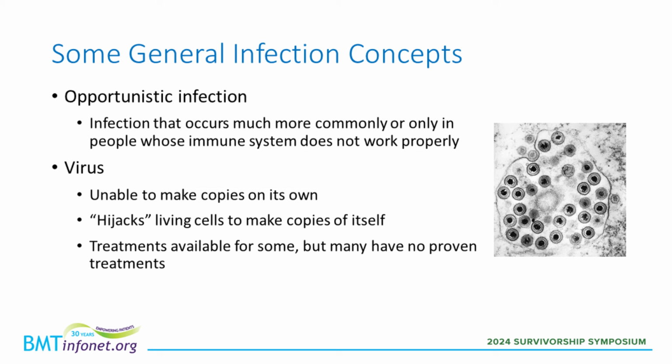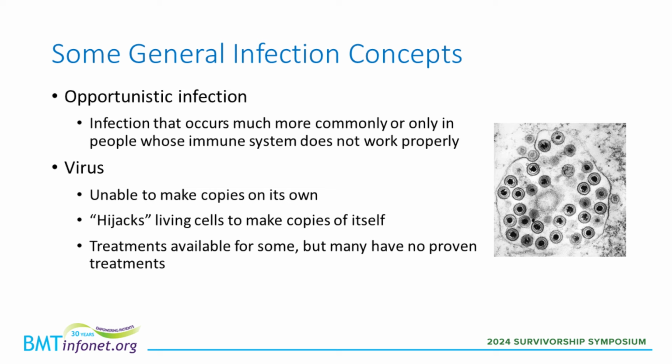I'm going to start with just some general infection concepts. First here is the term opportunistic infection. This is an infection that occurs much more commonly or only in people whose immune systems do not work properly. So these are infections we don't normally see in people whose immune systems are working properly. And this is what a lot of my talk will be focused on today, how we prevent these infections after cellular therapies. Of note, those types of organisms that can cause infections in people whose immune systems are normally functioning can also cause disease in people whose immune systems are not functioning normally, and oftentimes they are more likely to cause infection and can be more severe as well.